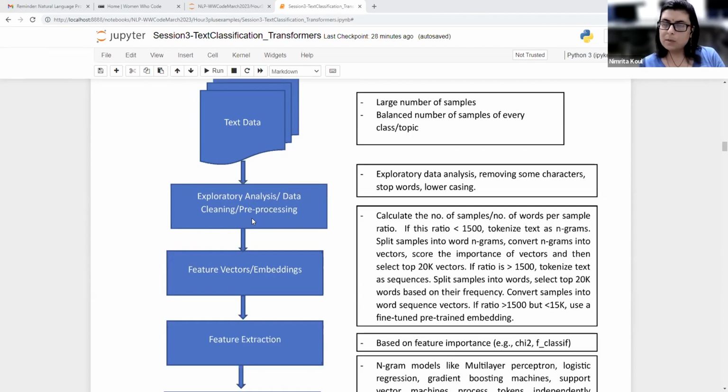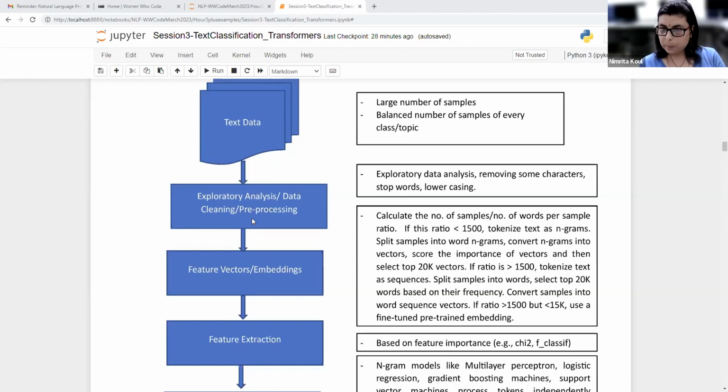If this ratio is less than 1500, then we can tokenize our text in the form of n-grams. Again, I'm referring to the previous session. N-grams do not preserve the order in which text is available or fed to the model. We split the word into n-grams. We convert those n-grams into numerical representations using either TF-IDF, count vectorizer, or one-hot encoding. And then we pass these vectors on to the ML model for training.